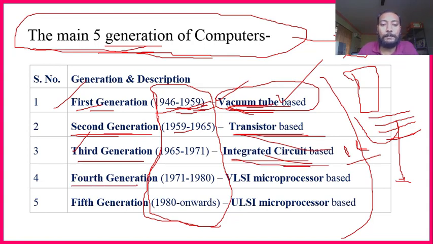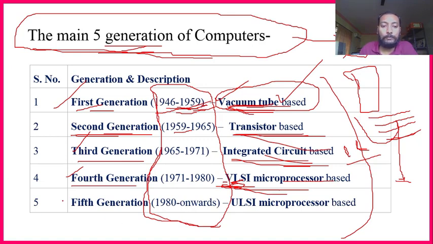Fourth generation computer, if you go there, fourth generation, that is called VLSI. I repeat, VLSI microprocessor. VLSI means very large scale integration. Remember, this part is called very large scale. Very large scale integrated microprocessor. Okay, that is in the fourth generation.